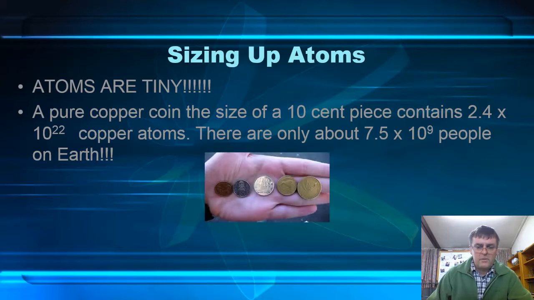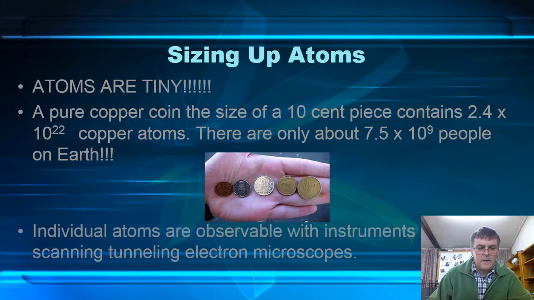There's the coins, 10 cents on the left nearest my wrist and the hand, and these are actually, our 10-cent coin isn't made of pure copper, that would wear out too fast, so it's an alloy, a blend of things, but that's the size of it. So there's a huge number of atoms in that coin, and we can actually see them.